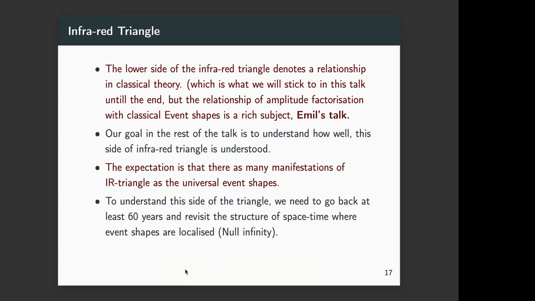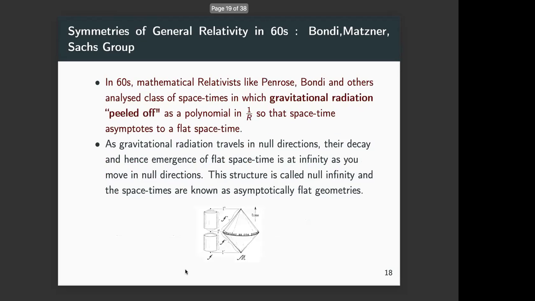And in order to understand, unfortunately, we have to go back at least 60 years and revisit some part of mathematical relativity, which is where these radiative modes are localized, which is null infinity. I will be, of course, very brief about this, but if you have any questions, please stop me. So, in the 60s, as most of you will know, the relativists like Penrose, Bondi, and others analyzed a class of spacetimes in which gravitational radiation decayed polynomially in R. So if you look at the Weyl tensor of the gravitational field, it decays polynomially in 1 by R as you go to large R, as the spacetimes basically approximate Minkowski spacetime better and better.